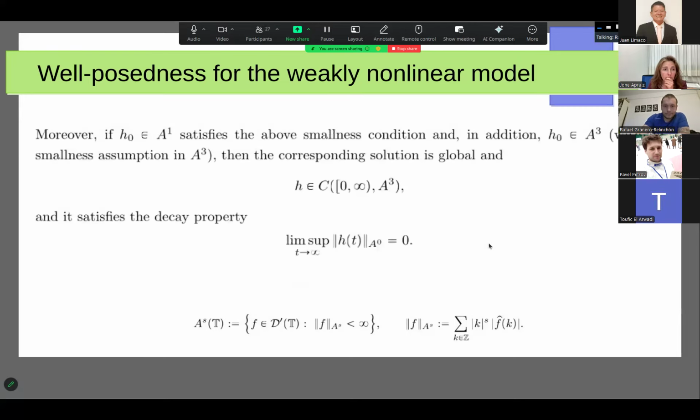Okay. And then if, besides being small in A1, the initial data lies in A3, although you don't need to be small in A3, you only need to be small in A1. A3 is a subspace contained in A1. Then the solution is global and it decays to 0. And when in A1, you have a classical solution in the case lambda equal to 0.